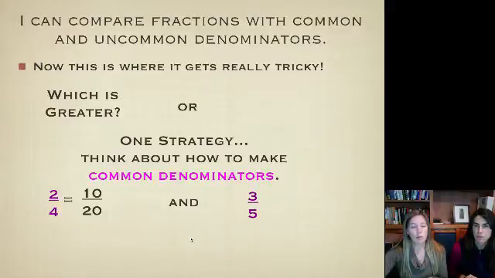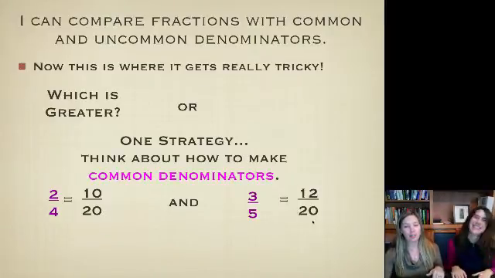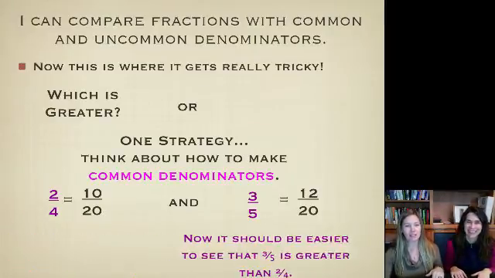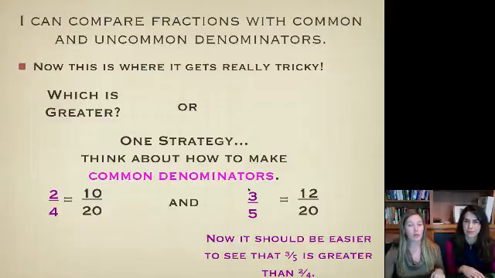And if we look at 3/5 here, we're going to multiply by the 4. So both of them. So now looking at them, 10/20 and 12/20, which is bigger? It's easy to see 12/20. Now again, the original question is which is bigger, 2/4 or 3/5. So 3/5 is equivalent to this. So 3/5 is actually the greater number.